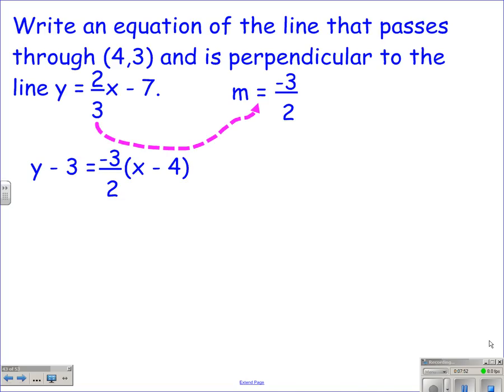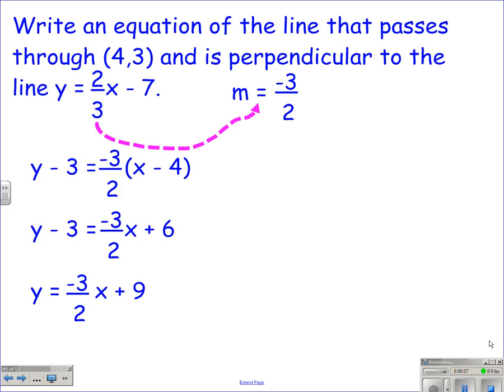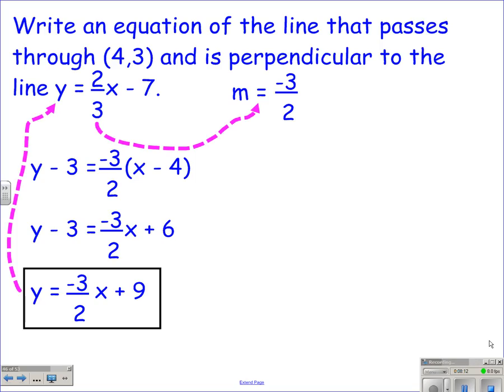So plug in our new slope, -3/2, and our point (4, 3) into point-slope form. y minus 3 equals -3/2 times the quantity x minus 4. Distribute on the right-hand side, and we'll have y minus 3 equals -3/2 x plus 6. And then put it in slope-intercept form. That's y equals -3/2 x plus 9. Again, this equation has a negative reciprocal slope compared to the other one, so they are perpendicular to each other, and it goes through the point (4, 3) because that's the point we used to write the equation.